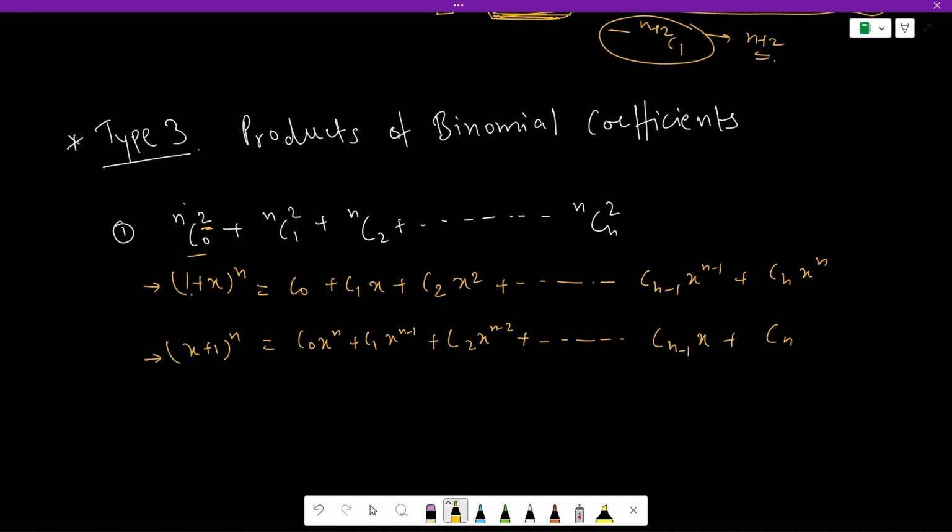So here I have chosen 1 plus x raised to the power n, and another is x plus 1 raised to the power n. The condition is that in one expression the x should be in increasing power and in another it should be decreasing, so that when we multiply the terms we get a constant power of x.